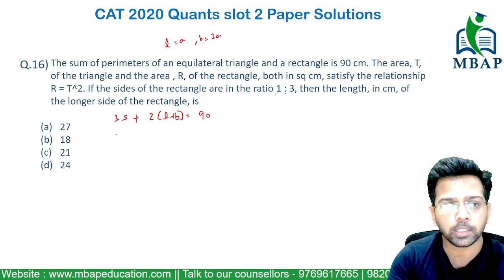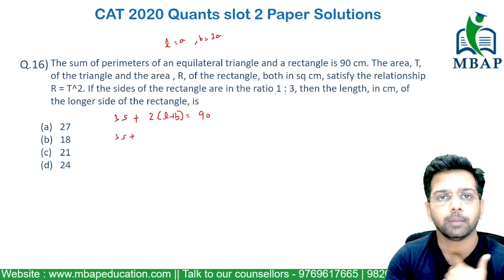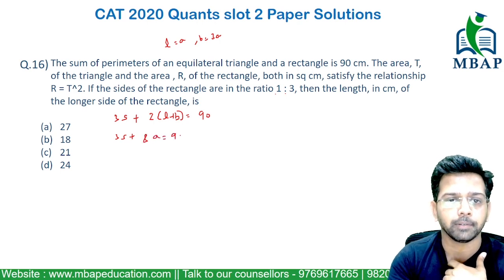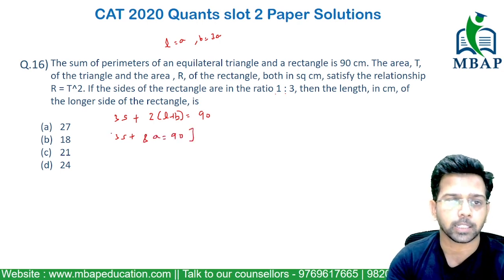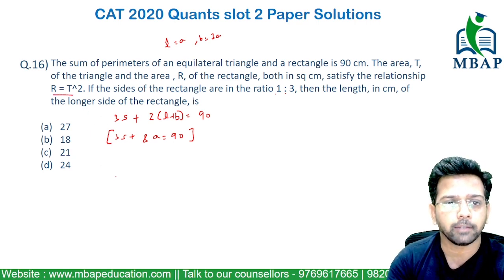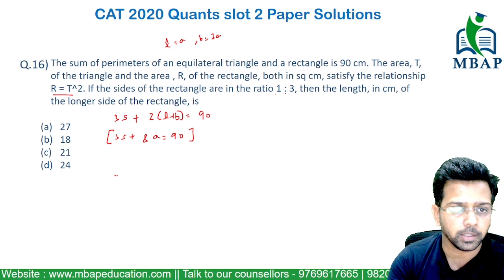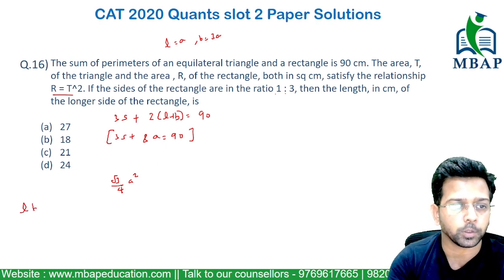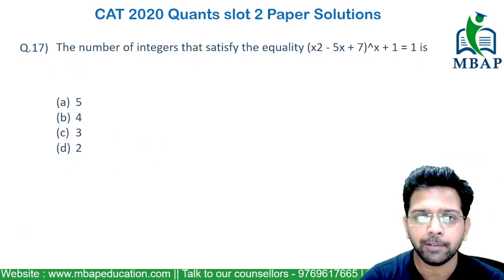So if we resolve this, this will become 3 times S plus 3 plus 1, 4 into 2, 8A has been given to you as 90. This has been given to me. Now let's come to the square relationship. Area for triangle will be how much? The area for triangle will be root 3 by 4 A square. And the area of a rectangle will be L into B. Let's have a look at the next question.